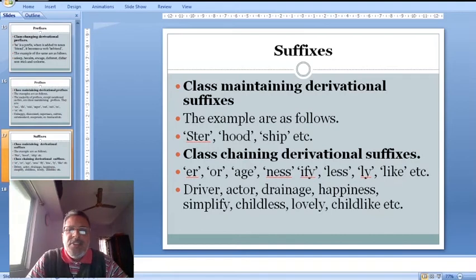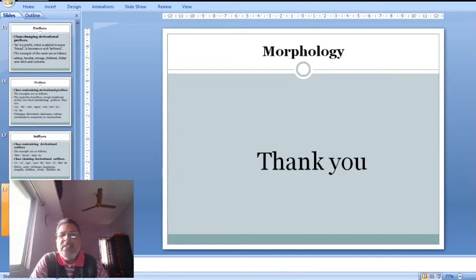Suffixes. Class maintaining derivational suffixes. The examples are as follows: ish, hood, ship, etc. Class changing derivational suffixes: er, or, age, ness, ify, less, ly, like. For example, driver, actor, drainage, happiness, simplify, childless, lovely, and childlike.